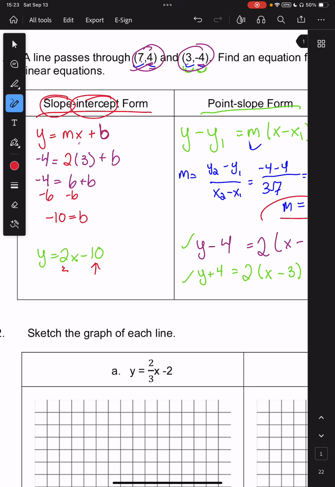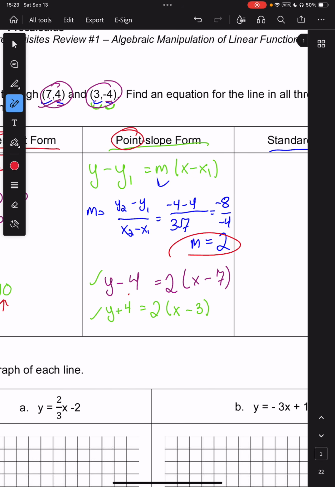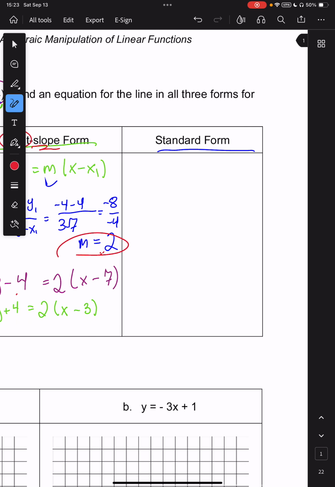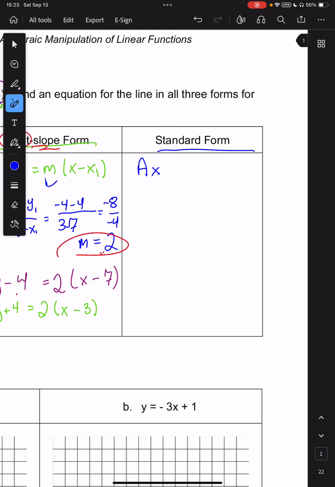That's why it's called intercept. For our point slope form, what we need is exactly in the title again, a point and a slope. So the point that we used, we can either use the one that we had originally, which was (3, -4), or (7, 4). And then when we have our point, we need to find our slope, which we found over here. The last part is standard form. We write standard form like this: Ax plus By is equal to C. It looks a little different from the other two, but it's quite easy to solve.